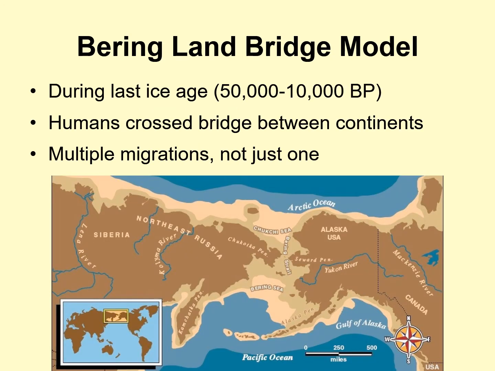The Bering land bridge model is the predominant theory about how the first peoples came to North America. During the last ice age, ranging from 50,000 to 10,000 years before the present, humans began to migrate from Siberia to Alaska. They crossed over this land bridge between the continents that was caused by dropping sea levels as massive glaciers formed all over the world.